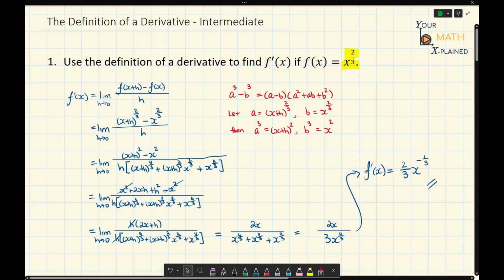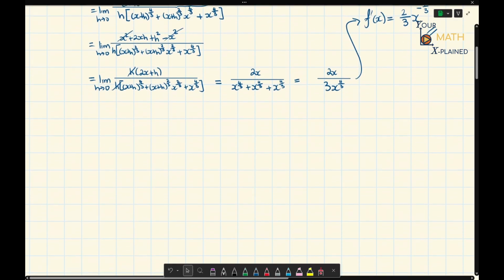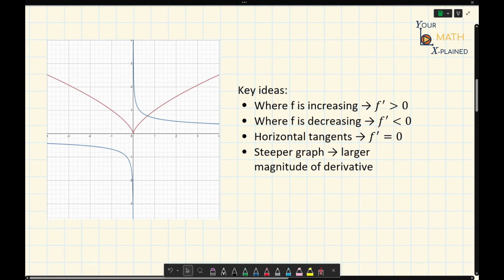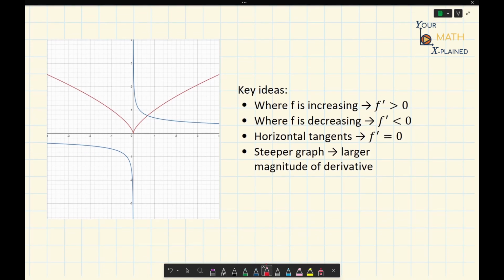And now let's go ahead and take a look at the graph of our f of x and f prime of x to see what kind of pattern we can draw from it. So here, the red graph is f of x. So I've plotted this in Desmos already. And then the blue graph here is our f prime of x.